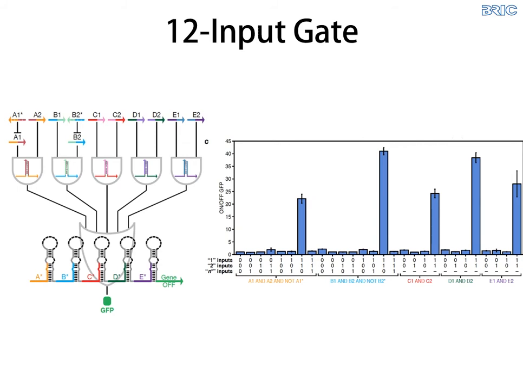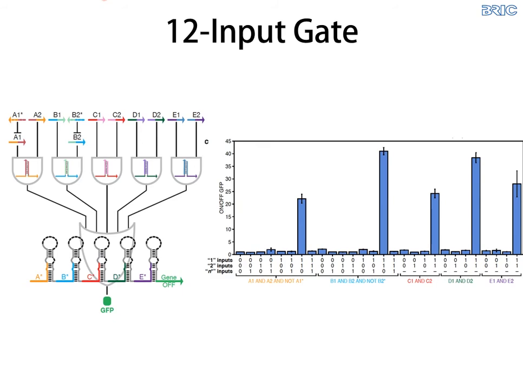Yeah, so this is a summary of the data. Since we talked about 12 inputs, ideally we should have evaluated all the 2 to the 12th cases, but there are too many, so we just evaluated each individual gate. We tested all the connections for the combinations of A1, A2, and A1 star, B1, B2, and B2 star, and C1, C2, D1, D2, and E1, A2. And these are all the correct input combinations. So we were able to demonstrate that a 12-input gate can be functional in E. coli with about 20-fold on-off ratio.